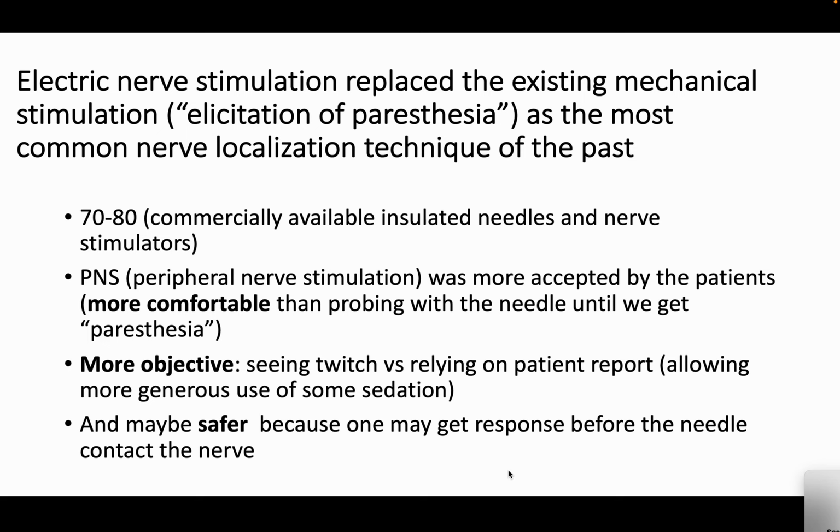So PNS, or peripheral nerve stimulation, was more accepted by the patients, and of course because it was more comfortable than probing with the needle until we get this paresthesia. It was also kind of more objective because now you see a twitch versus relying on patient report. And if you use an objective endpoint, you can sedate the patient more generously. And it was thought that it may be a little bit safer because with the electric stimulation, you might not need to get too close with the needle to see a motor response.